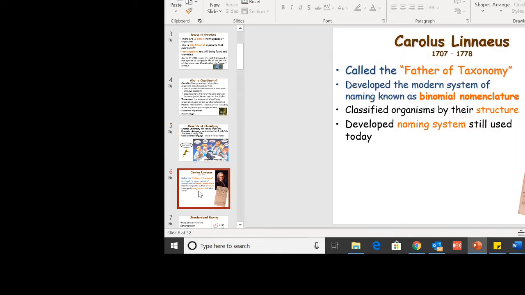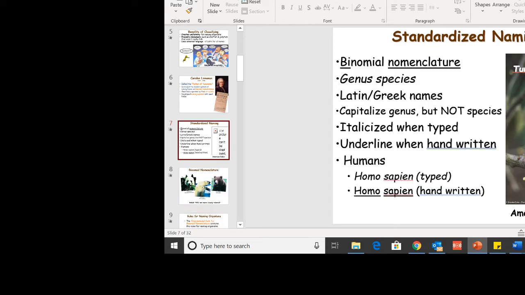The guy that first created this was Carl Linnaeus. Linnaeus was the first to develop this two-name system, and published his information in Systema Naturae, a really famous book. You always have the genus and species name, italicized when typed, underlined when handwritten. For us, Homo sapiens, if we were to type it, you'd capitalize the H on Homo, but not the S on sapiens, and it's in italics. If we were to handwrite it, same thing, capitalize the H but not the S, but you would underline it.